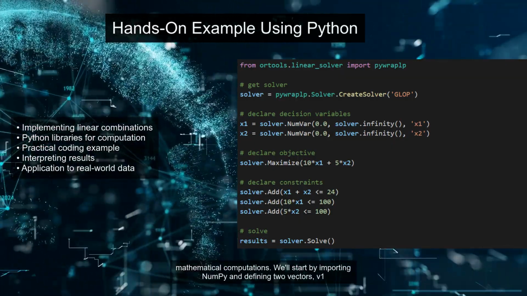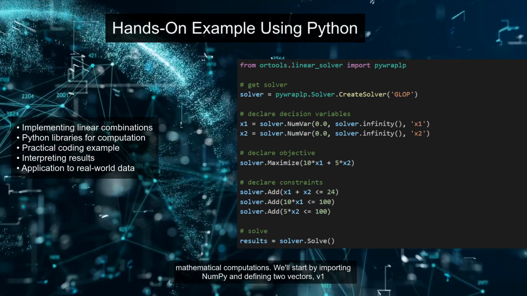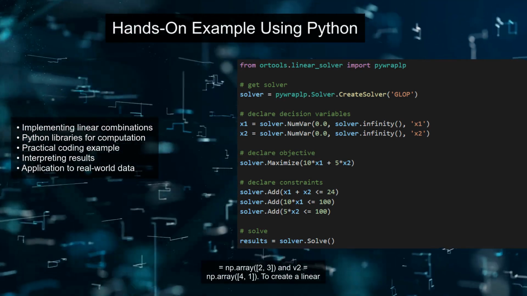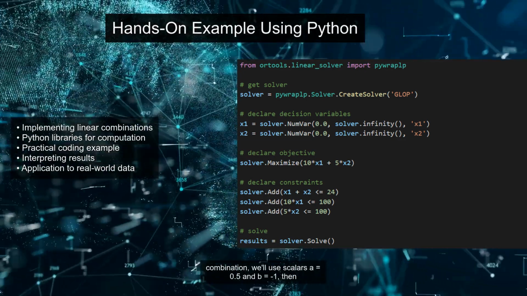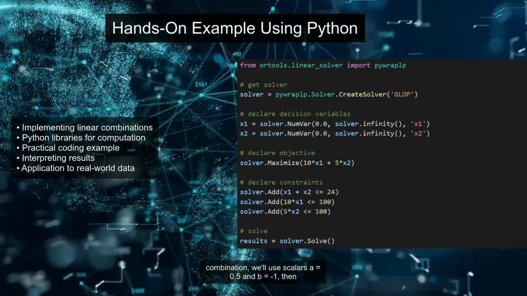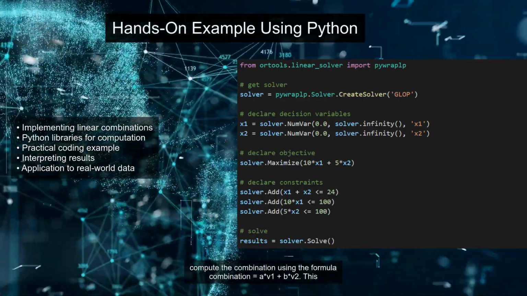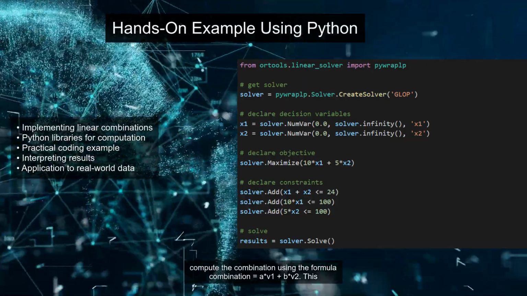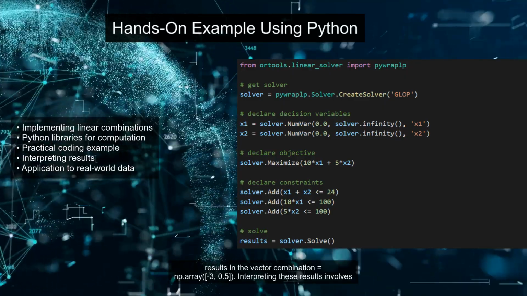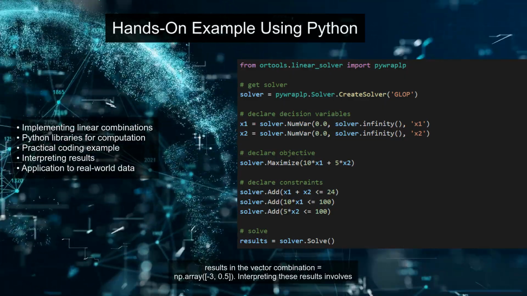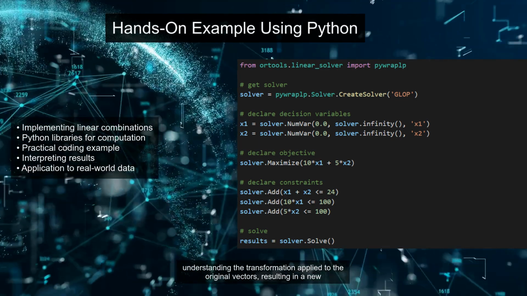We'll start by importing NumPy and defining two vectors, v1 equals np.array([2, 3]), and v2 equals np.array([4, 1]). To create a linear combination, we'll use scalars a equals 0.5 and b equals -1, then compute the combination using the formula combination equals a*v1 plus b*v2. This results in the vector combination equals np.array([-3, 0.5]).